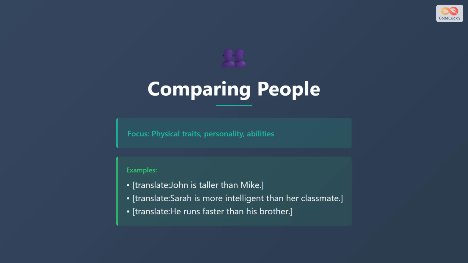When we compare people, we often focus on physical traits, personality, and abilities. For instance, John is taller than Mike. This compares their heights. Sarah is more intelligent than her classmate. This compares their intelligence. He runs faster than his brother. This compares their running speed. These examples show how we can compare different aspects of people using comparatives.